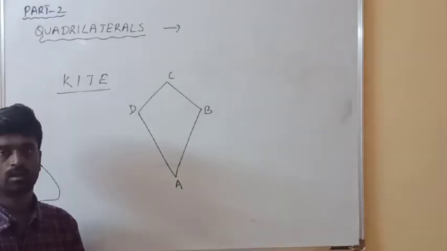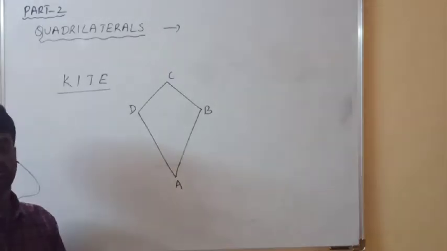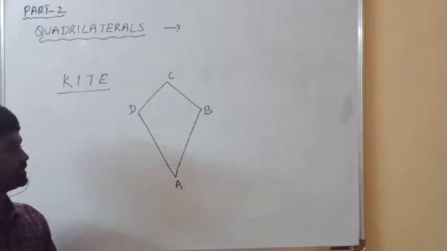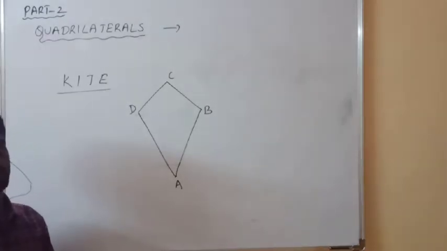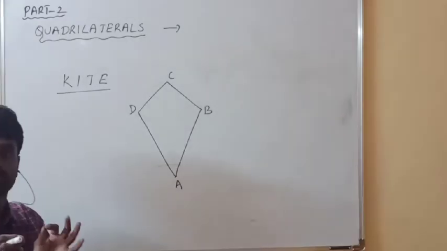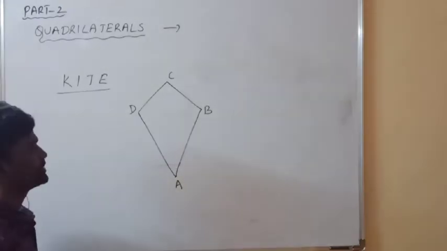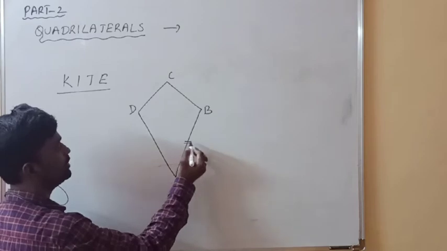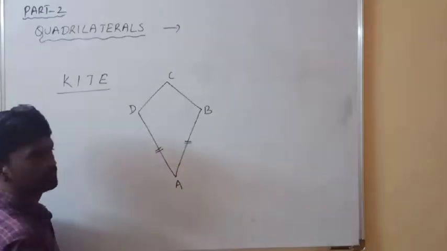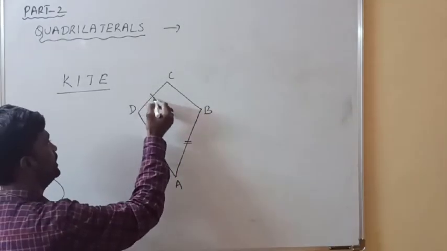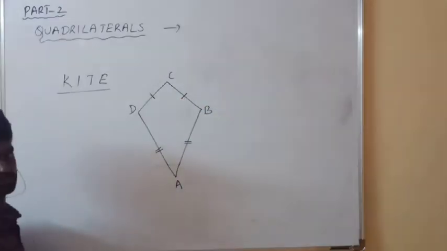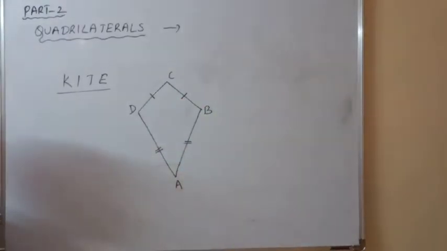So next, kite definition. What is the definition of a kite? It is a quadrilateral, and in a kite adjacent sides are equal. That is, this AB is equal to AD and this CD is equal to BC. Adjacent sides are equal. And a kite is symmetric about any one of the diagonals.